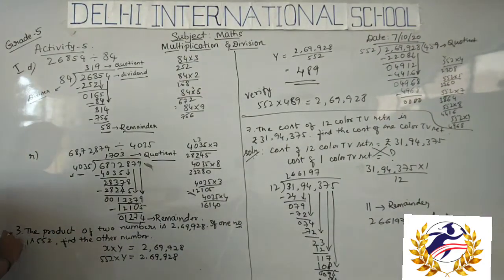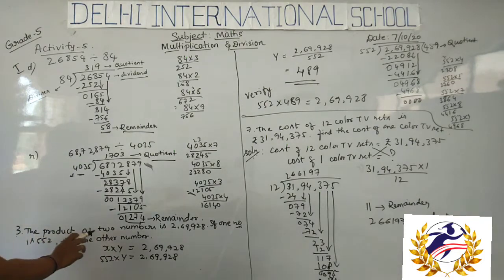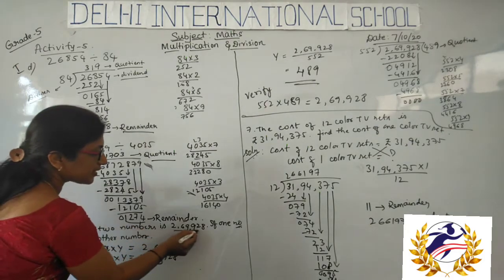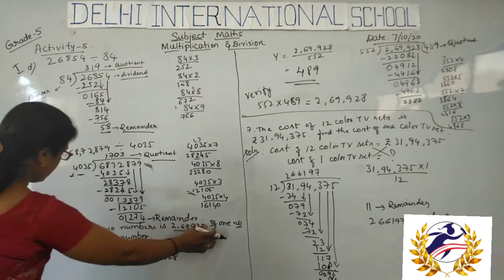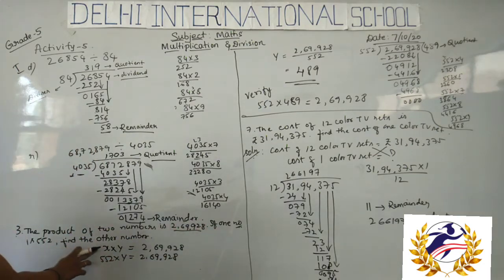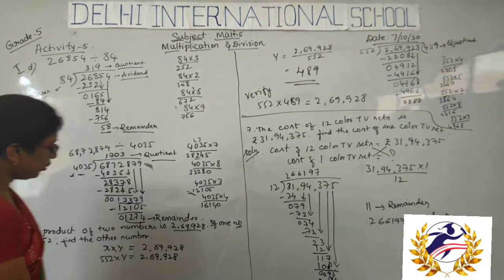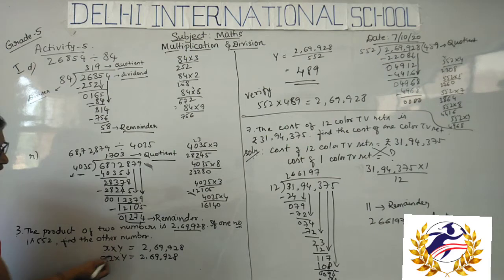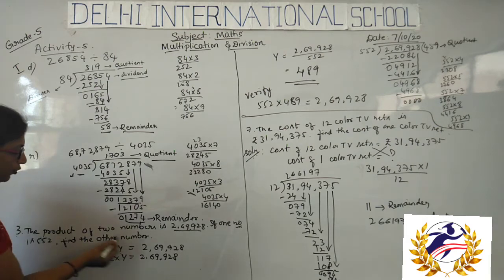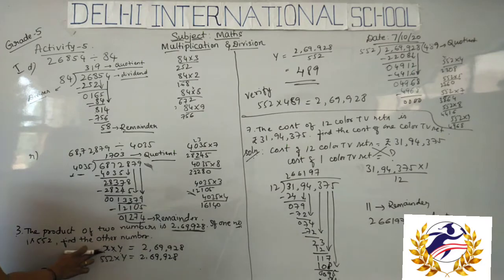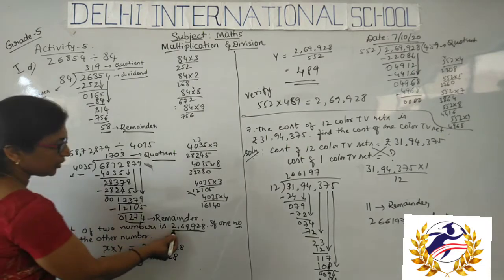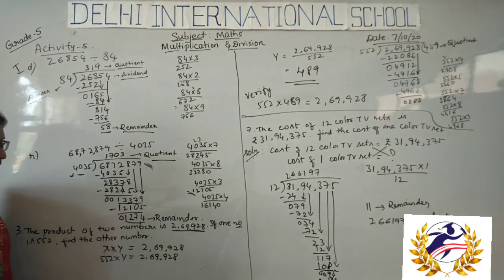Then in the third question, the product of two numbers is 2,69,928. If one number is 552, find the other number. Let us take the two numbers as x and y. The product of x and y means x into y is equal to the product they have given, which is 2,69,928.